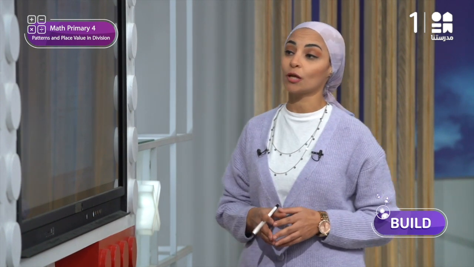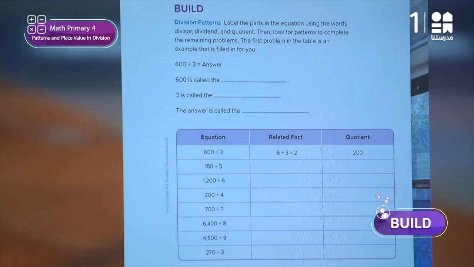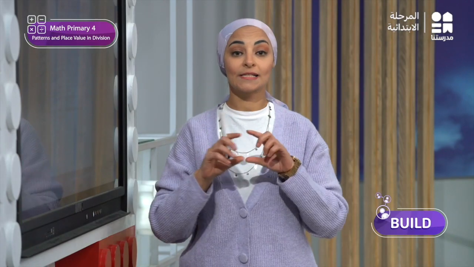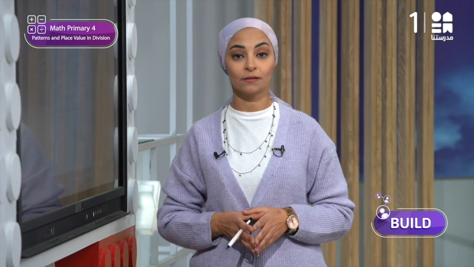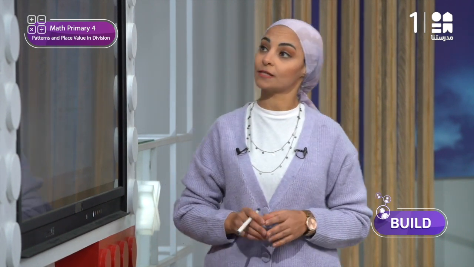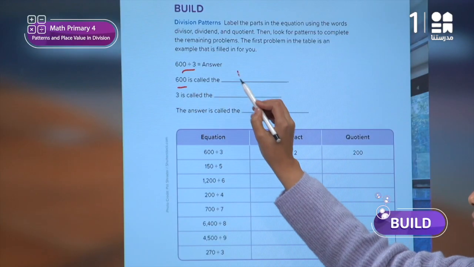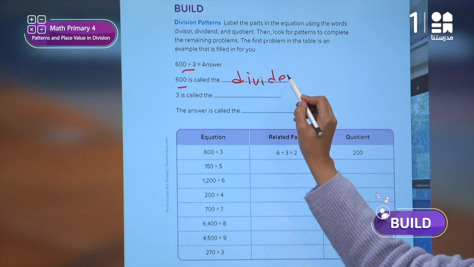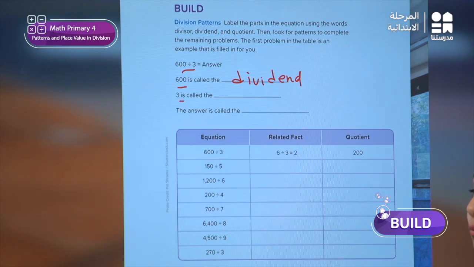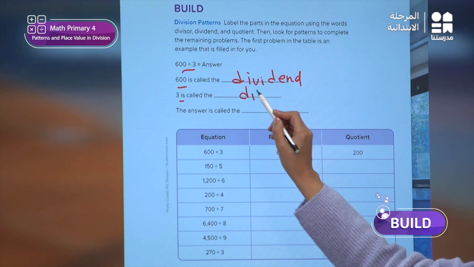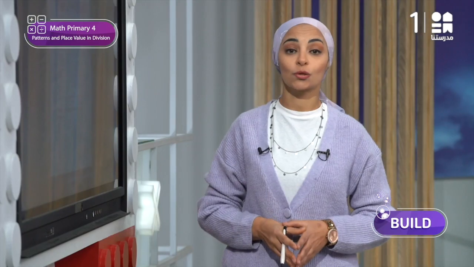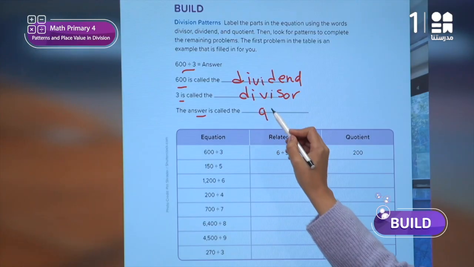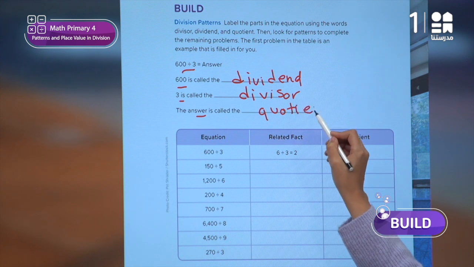In this example, we want to divide 600 divided by 3. I want to divide 600 by 3. The first thing I will do is label the parts of the problem. Here, 600 is the dividend, right? 3 is the divisor. Let's write it like this: 600 is the dividend. And 3 is called what? 3 is called the divisor. And the answer is called what? The answer is called the quotient. Okay, let's write it here. The answer is the quotient.